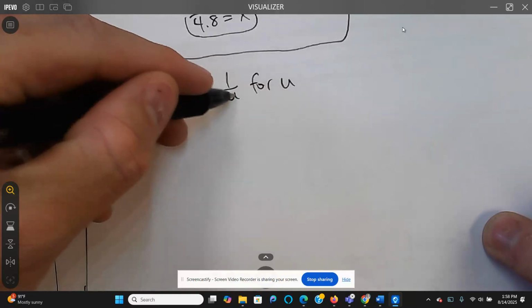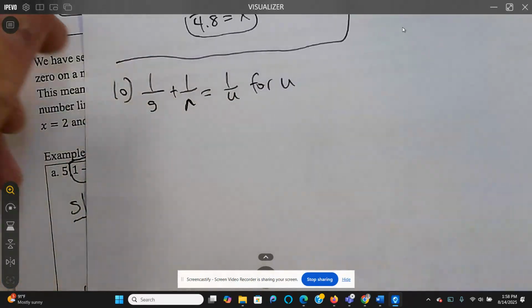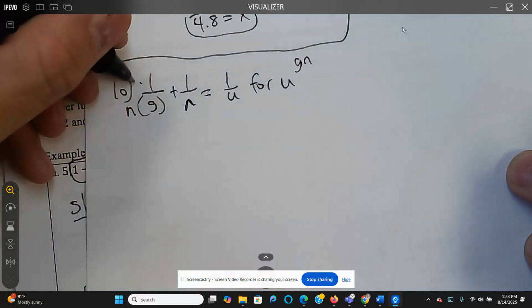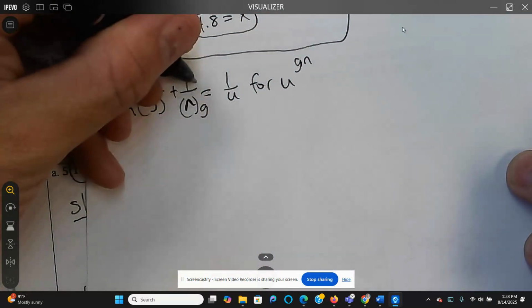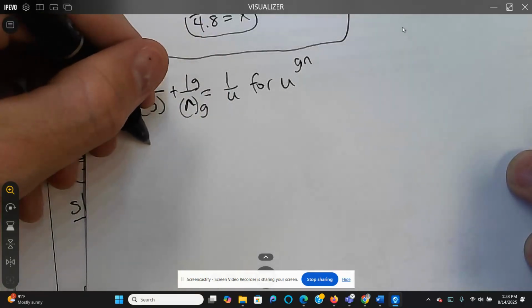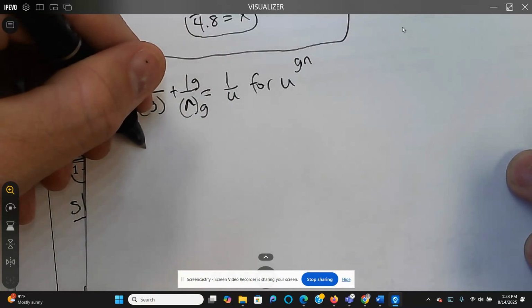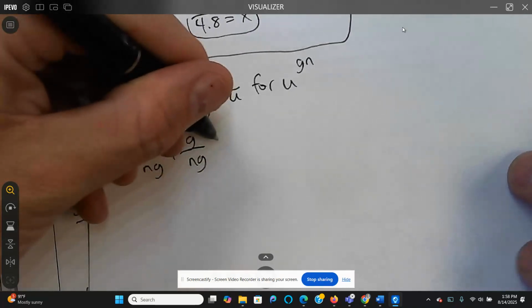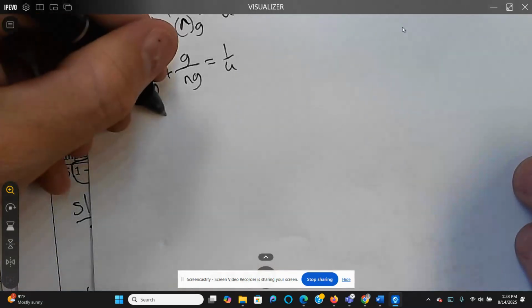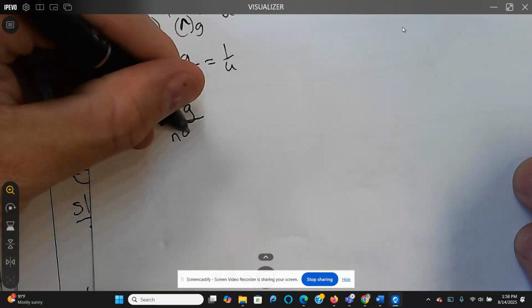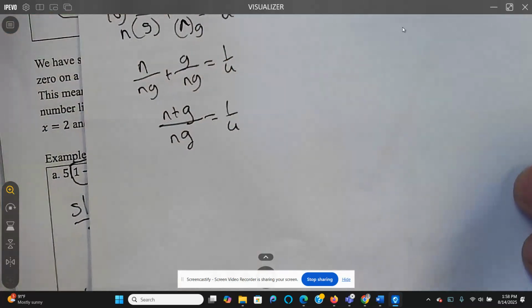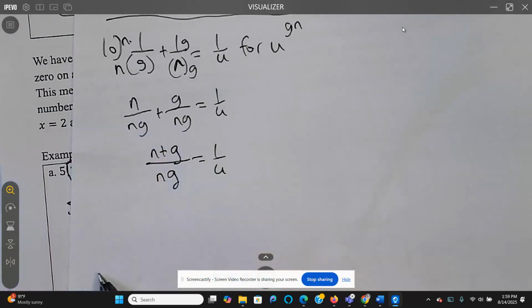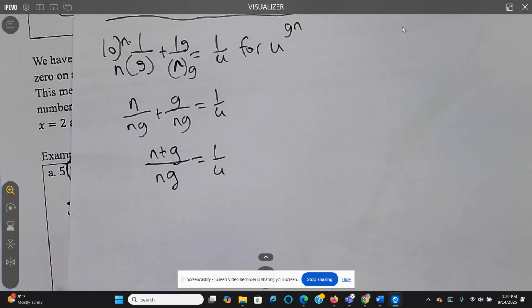The variable you're trying to get is right there. Just clean this up. What's a common denominator that G and N can have? NG. What does this one need? N. What does this one need? G. And we're not going to mess with that. So N divided by NG plus G divided by NG, which is N plus G divided by NG. I'll pause there. I could have done that step from there to there if you want. I was trying to be methodical.